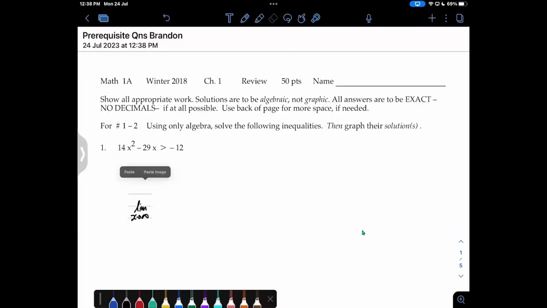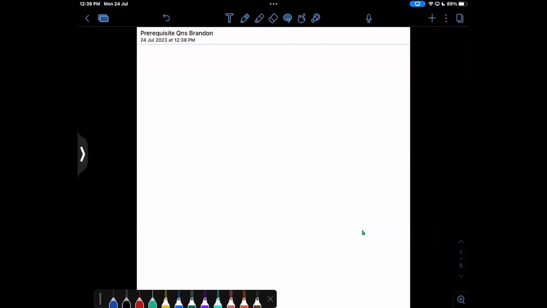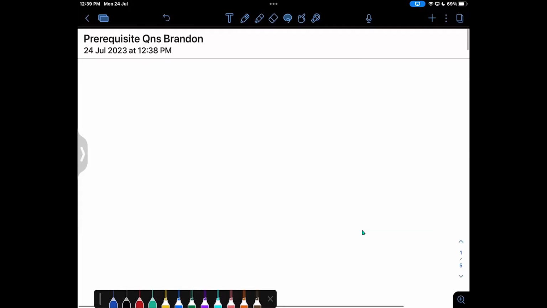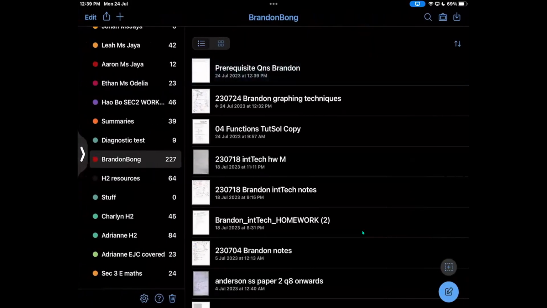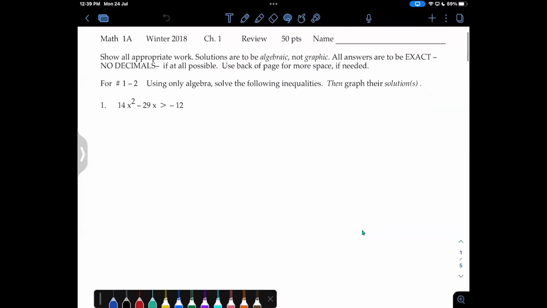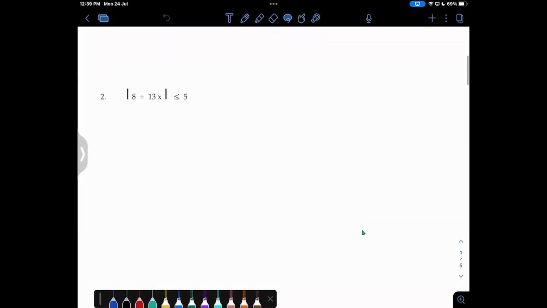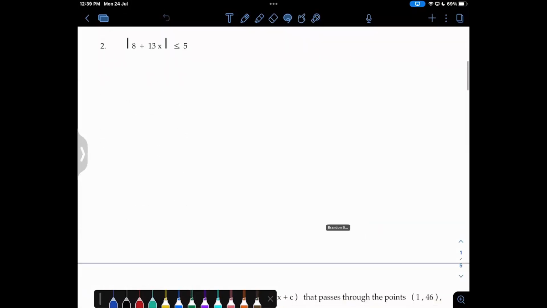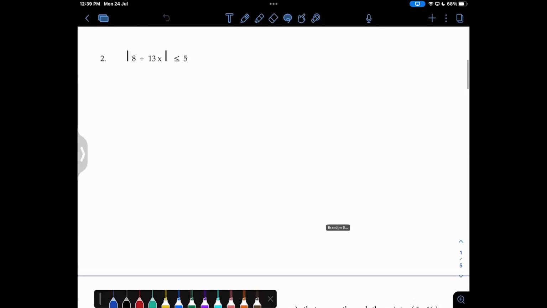Pages 2, 5, and 9, right? Okay, so for page 2, 5, and 9, this question 1 should be okay. Question 2, maybe you cannot solve because I never really taught you before.